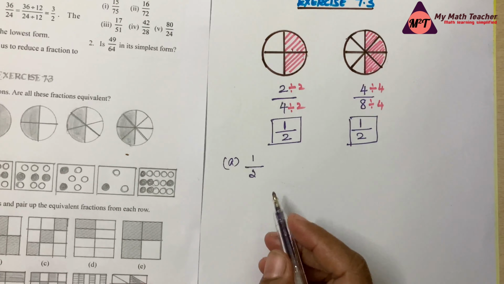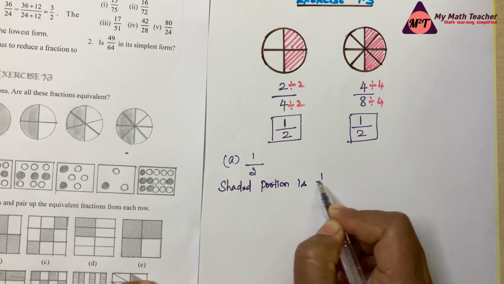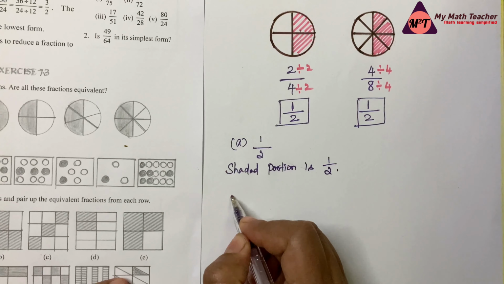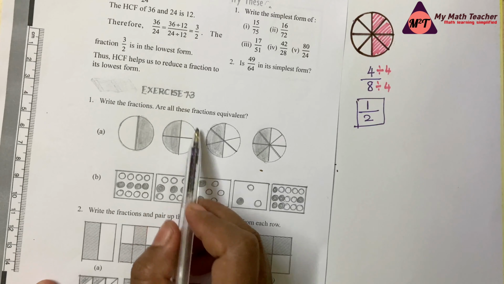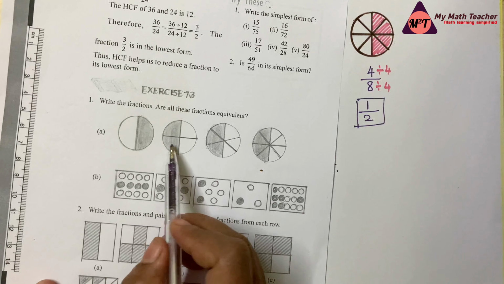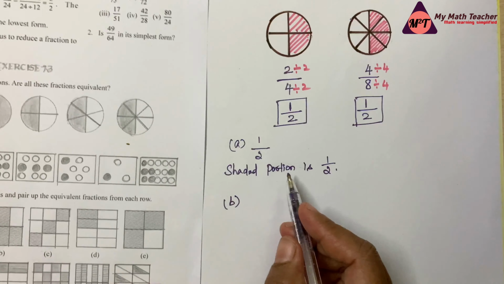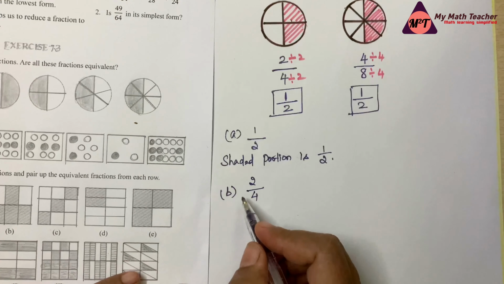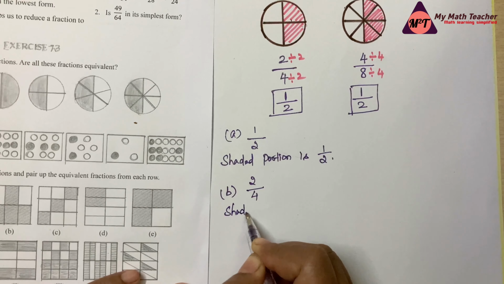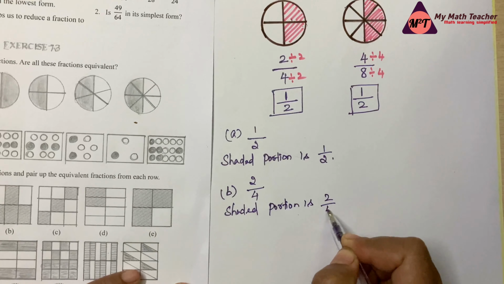Now we can write the shaded portion is 1 by 2. Now for B. Now in B again we have the same whole where the equal parts are 4 here. 1, 2, 3, 4. Out of which 2 are shaded. Now 4 are the equal parts, out of which 2 are shaded. Now here the shaded portion is 2 by 4.